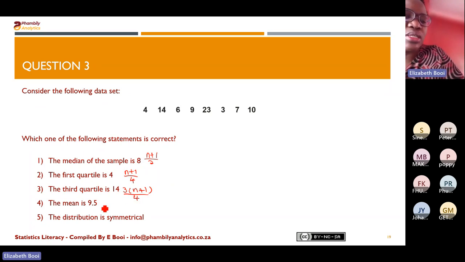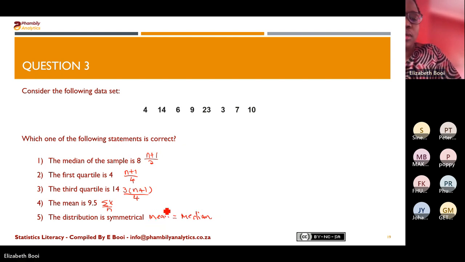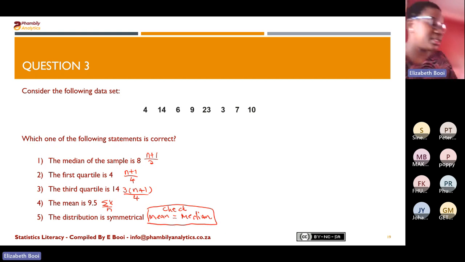The mean, we know the mean is the sum of all the values divided by how many there are. Symmetrical means the mean should be the same as the median. If they are not the same, then it's asymmetrical. So check, this is your check: check if the mean is the same as the median. The mean is on option 4, the median is on option 1. If they have the same value, it means they are the same. Which one of the following data is correct?